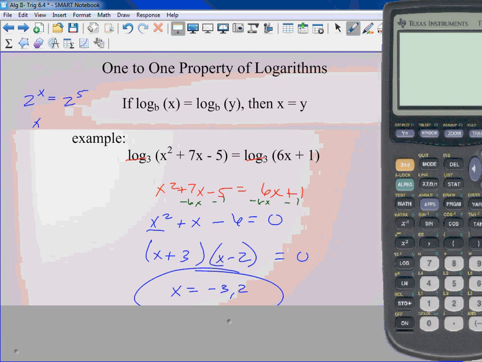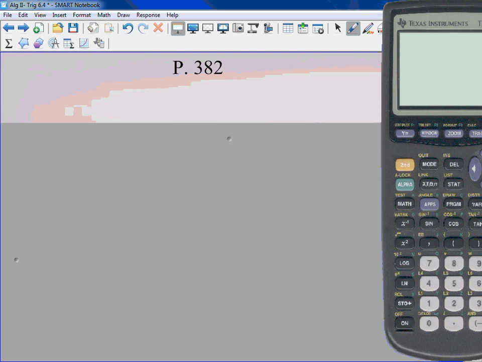Correct. This catches on to the prior knowledge. Quadratics. Open your books to page 382.